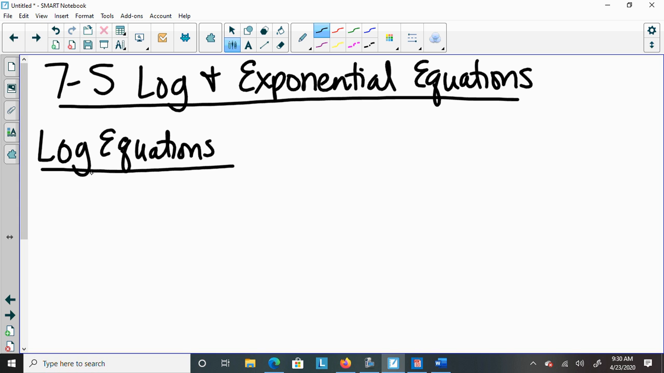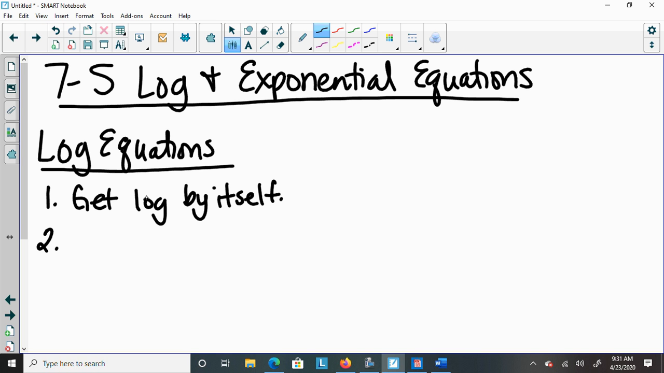So our first step when we're solving a log equation, an equation that has a logarithm in it, is you want to get the log by itself. Sometimes there's a number in front or a number at the end. You might have to add, subtract, or divide to get the log to where it's just the log with the base and what you're taking the log of on one side by itself. Once you've done that, you're going to rewrite it as an exponent.